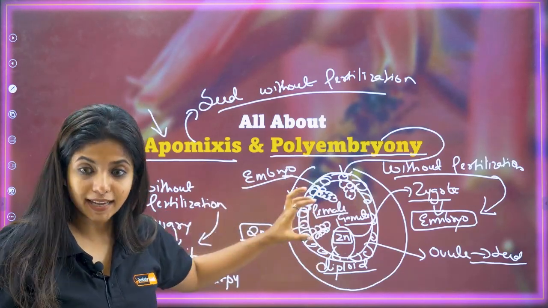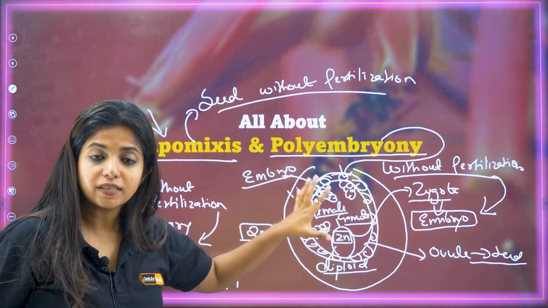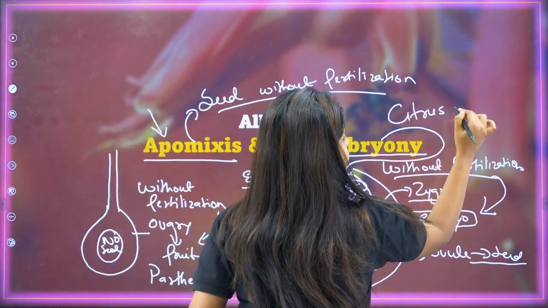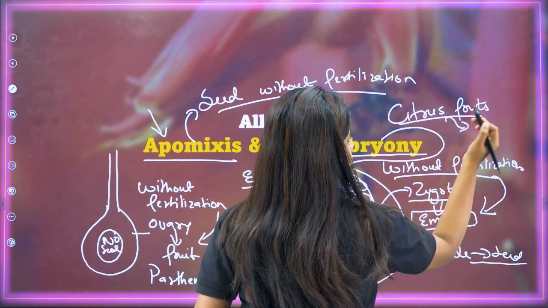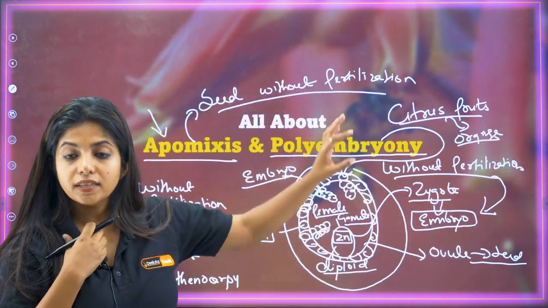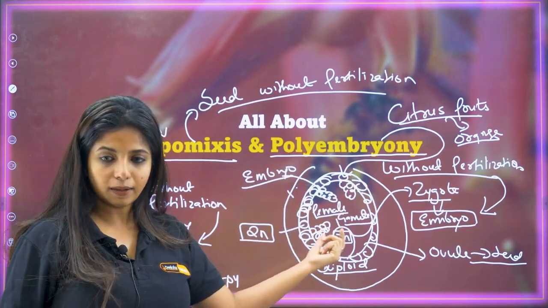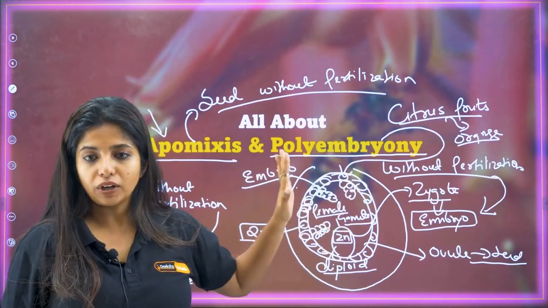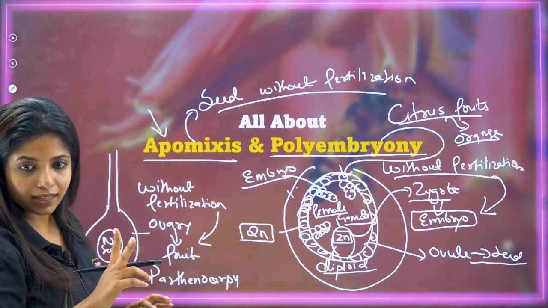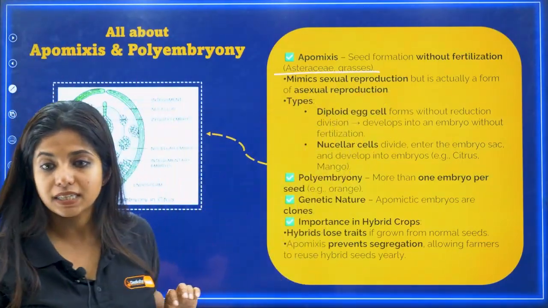Is it a part of apomixis? Yes, because here also you are forming the embryo without fertilization, that is why it is a part of apomixis itself. Where do you see polyembryony? You see polyembryony in citrus fruits, such as orange, lemon and things like that. So apomixis can happen in this way or it can happen in this way. The second way has a name, and that is polyembryony. Usually, apomixis is found in the family Asteraceae and grasses.